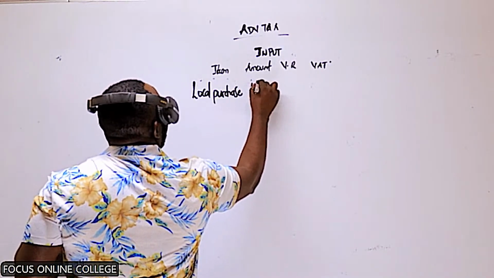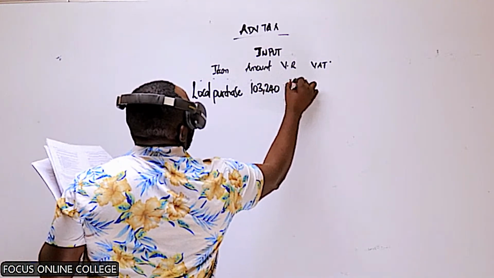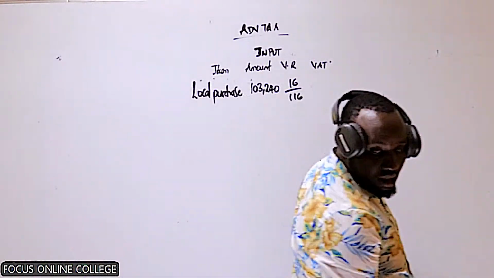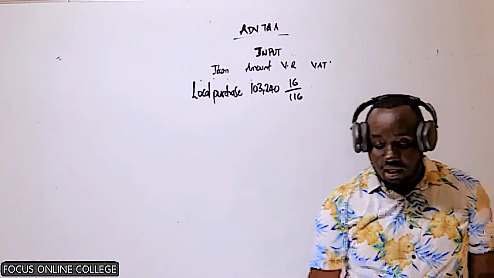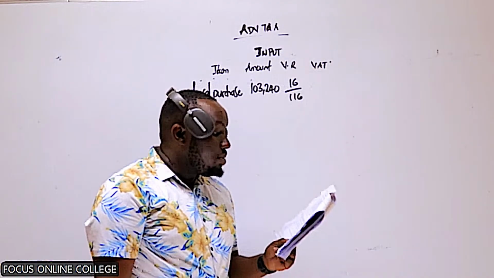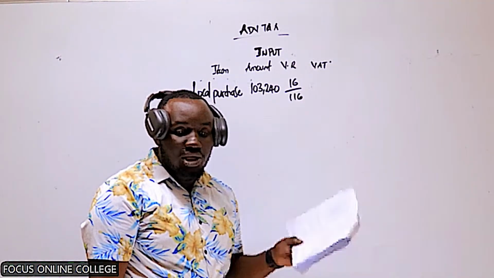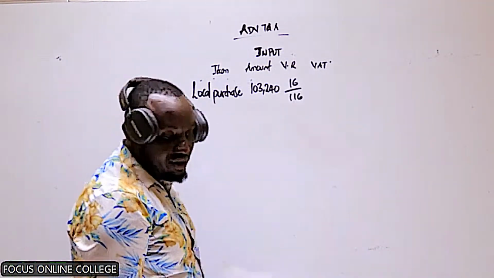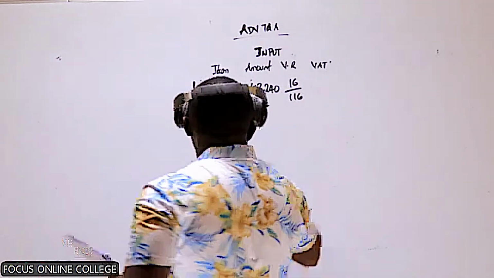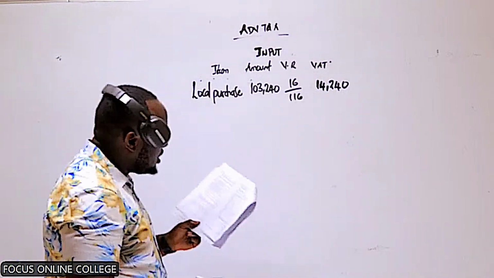So 103,240. The rate is 16 over 116. And why are we using 16 over 116? So that others can also understand. Because we've been told all transactions are inclusive of value-added tax. So we have 14,240. Then we proceed to the next.